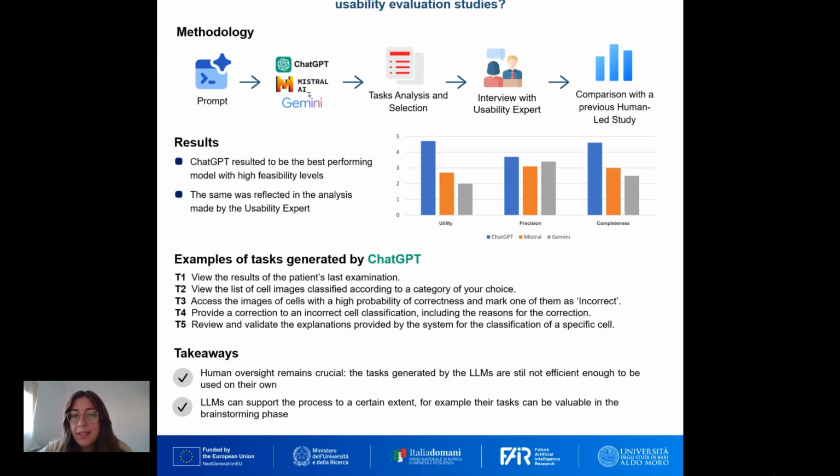In the end, from this study, two key takeaways were identified. First, human oversight remains crucial. Although LLMs can generate meaningful tasks, the results are not yet reliable enough to be used independently. Second, LLMs can nonetheless support the process in valuable ways, for instance, by speeding up the brainstorming phase or offering alternative task formulations that evaluators might not have considered. In this sense, LLMs function as partners that can enhance the human decision-making process rather than replacing it.